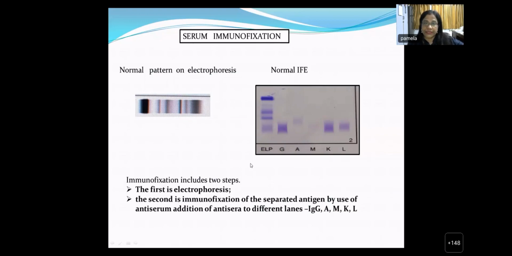So what is immunofixation? We have seen the principle of electrophoresis. Immunofixation includes two steps. The first is electrophoresis, in which molecules move from the anode to the cathode to give you the pattern. In the second step, antibody specific to G, A, M, kappa and lambda is added to each of these lanes, and then there is incubation. Wherever there are immunoglobulins, they form a broad band, or a narrow band, depending on the disease or whether it's normal. So this is a normal IFE seen in a normal person.